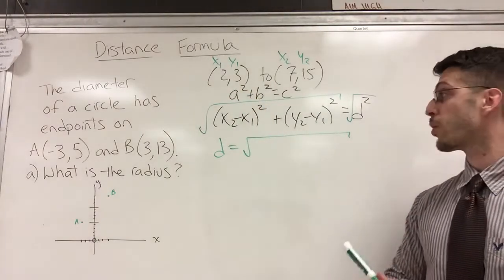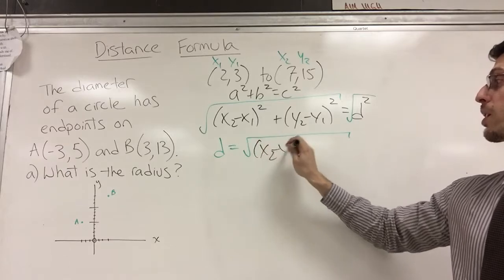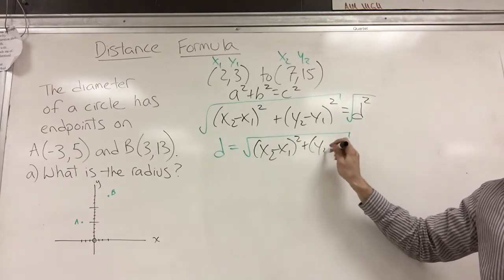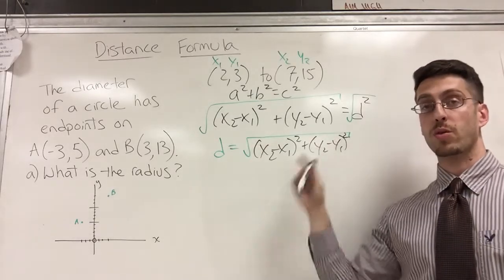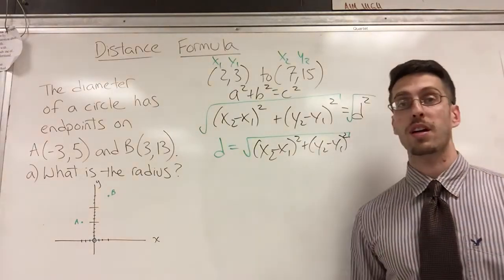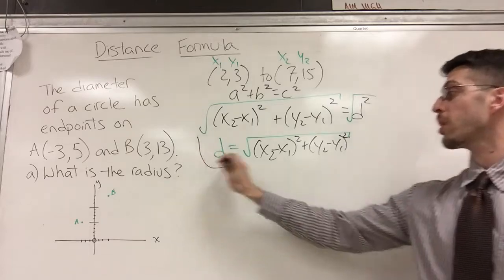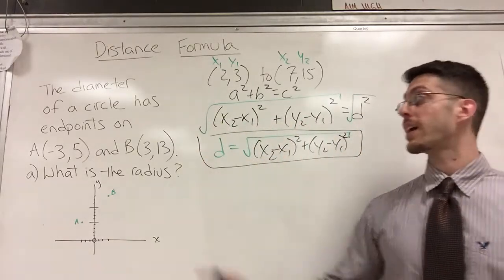So here's your distance formula. x2 minus x1 squared plus y2 minus y1 squared. And then the last step at the end, you take the square root and you get your distance. Okay? That's it. That's your distance formula. And you can use it to find any 2 points.